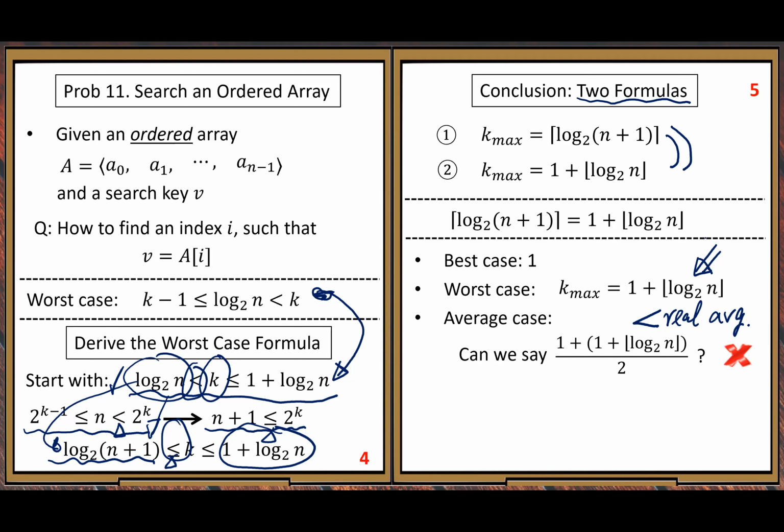Now you can see the average case is not right in the middle of the best case and the worst case. It is very close to the worst case. That's the average. All right, why is that?